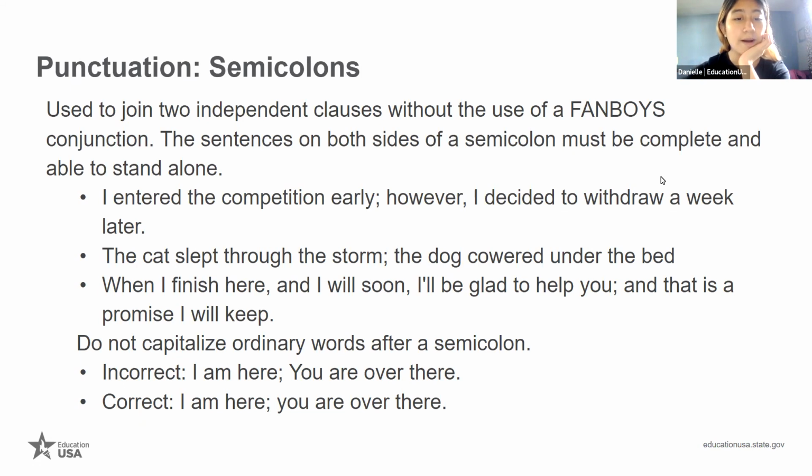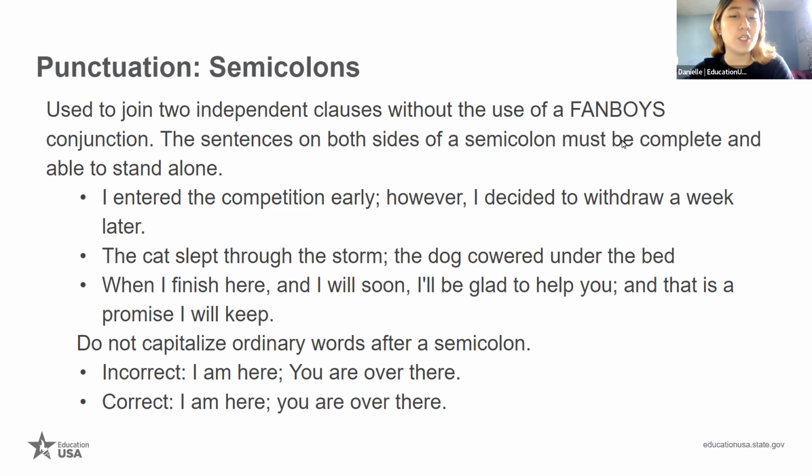Let's see. I actually like the second example more. Okay. The cat slept through the storm. The dog cowered under the bed. Perfect. Basic structure on how you use a semicolon. There's no FANBOYS, and both of these sentences can stand alone. Okay. The other two are a little confusing, right? Because there's a lot going on, but let's see how they're still applicable.